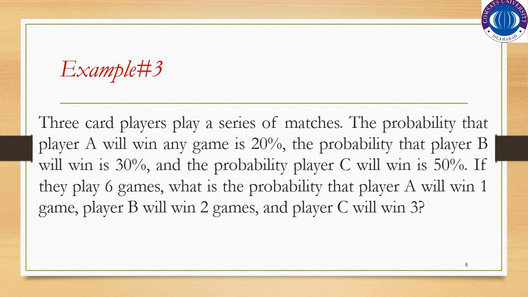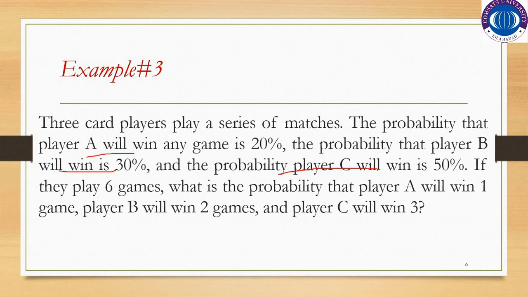So, first of all, we will see whether it is fulfilling the properties of the multinomial distribution or not. We have more than 2 possible outcomes or categories, that is, player A will win, player B will win, and player C will win. So these are 3 categories, and we cannot think about applying the binomial distribution here.